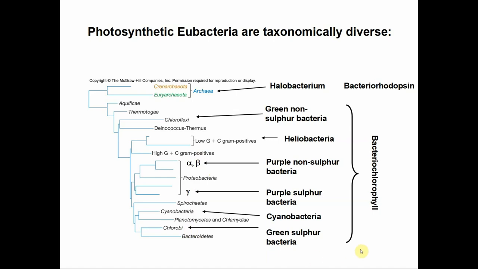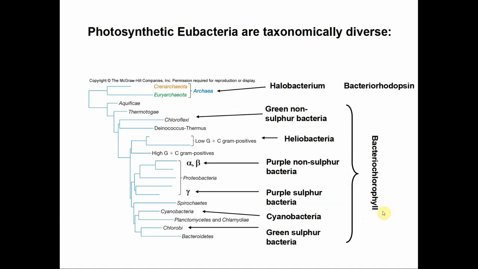So the different types of photosynthetic eubacteria did not inherit their photosynthetic system based on bacterial chlorophyll from a common ancestor. They got the photosynthetic system by lateral gene transfer. That's an important message. And that's why you find photosynthetic bacteria in different bacterial phyla.